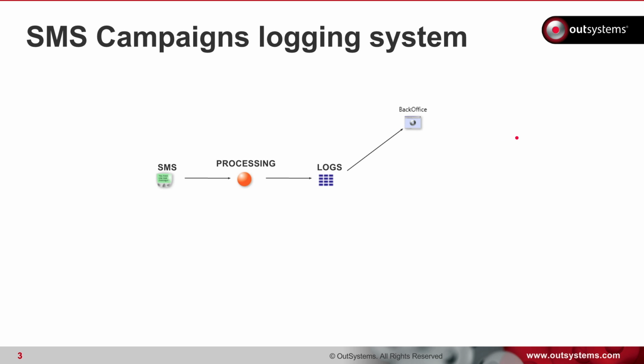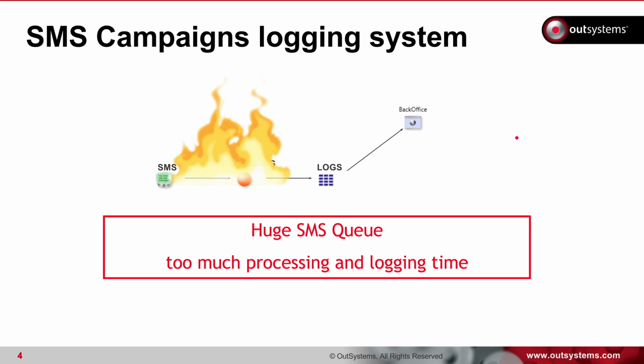Now, while developing, this was a nice idea, but as soon as we started to run this, we had an issue. There was a huge SMS queue and too much processing and logging time. This was done synchronously. So the customer pushed the button, and while in development you were using 3 or 4 SMS phone numbers, and this worked fine. There were a few seconds to send them. As soon as you put this in the hands of a telecom customer, they have several tens or hundreds of thousands or more customers that need to be addressed, and suddenly this takes many minutes, hours, or days to finish.